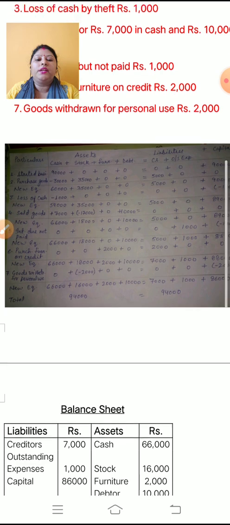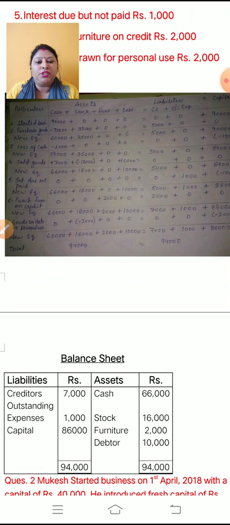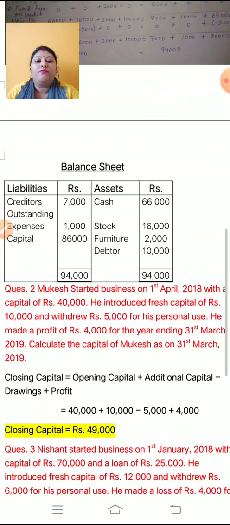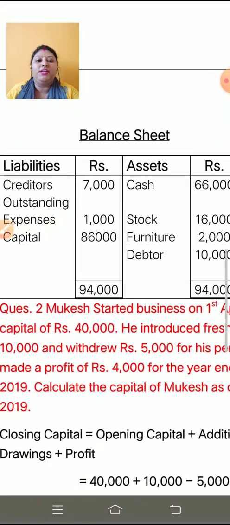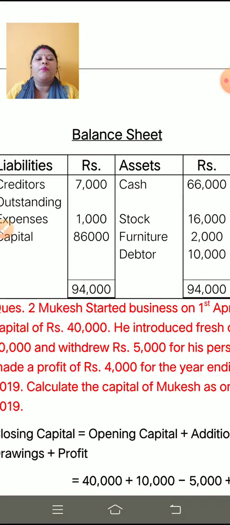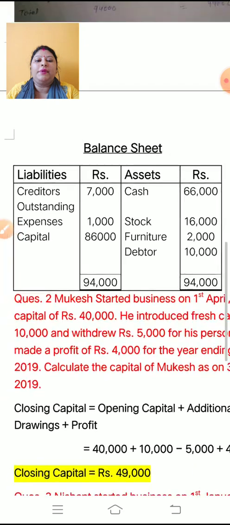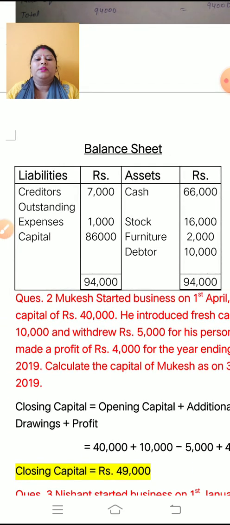Now children, in this question you have to make balance sheet also. So see, this is the format of balance sheet. First side belongs to liability, second side belongs to asset. Now how you have to make it is very simple.